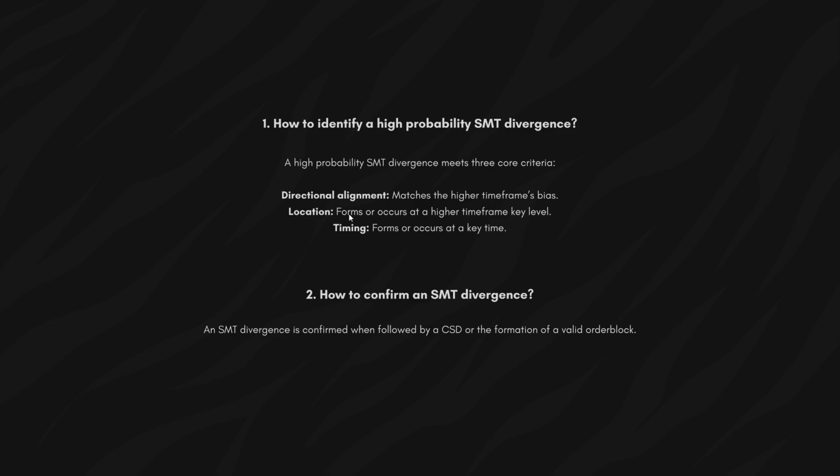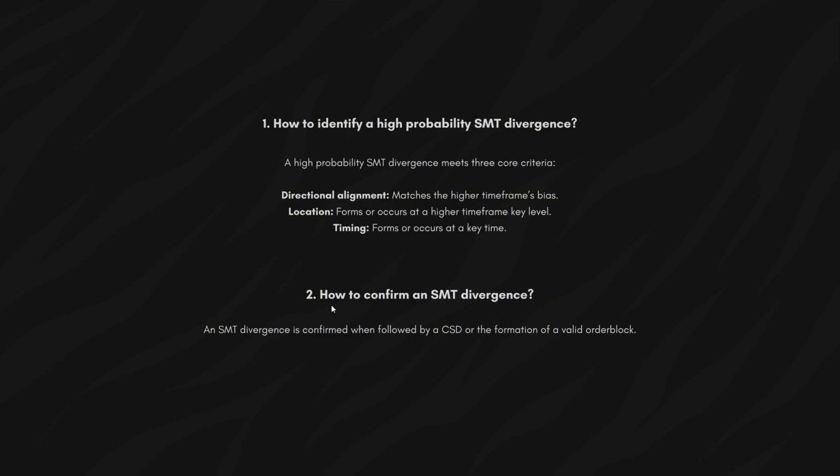Number two, it forms or occurs at a higher time frame key level. That's another quality that leads to a high probability SMT divergence. And number three, a high probability SMT divergence forms or occurs at a key time. Okay, these are the three key characteristics that add more probability to the SMT divergence playing out, which makes it a high probability SMT divergence.